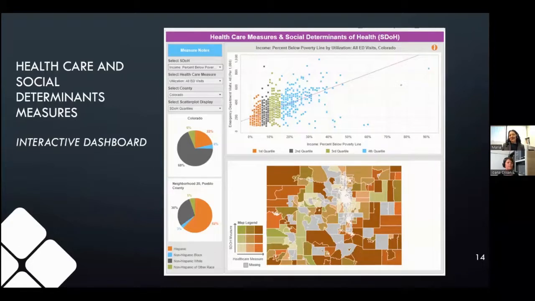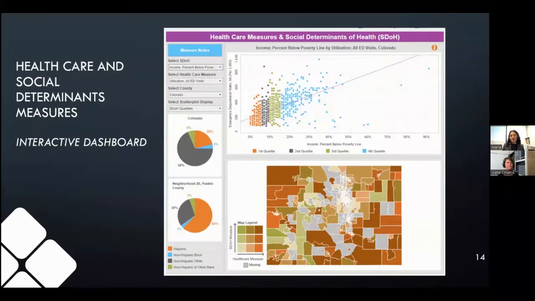And this is a screenshot of the interactive dashboard that we will be publishing soon. In the top left corner, the user can select the healthcare measure of interest and the social determinant of interest, and that relationship will be plotted in the top right graphic. And in the bottom, they can see a map, and they can observe how this relationship plays into different geographic areas in the state. The pie charts illustrate the race and ethnicity breakdown in the state and compared to specific selected regions.